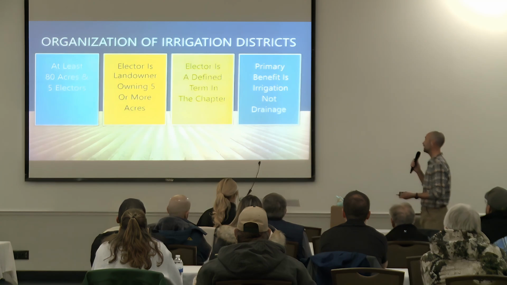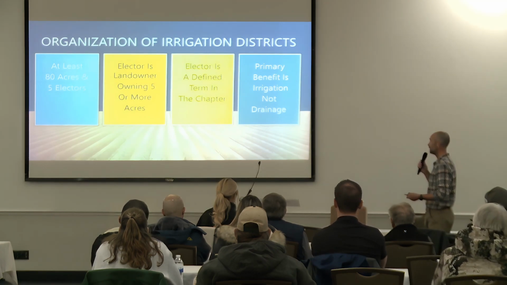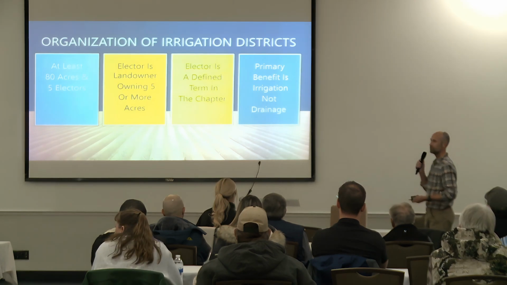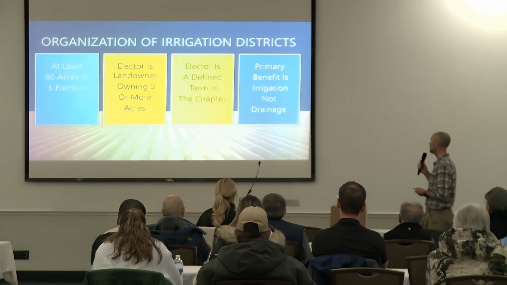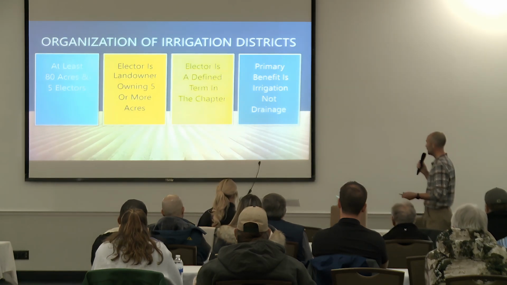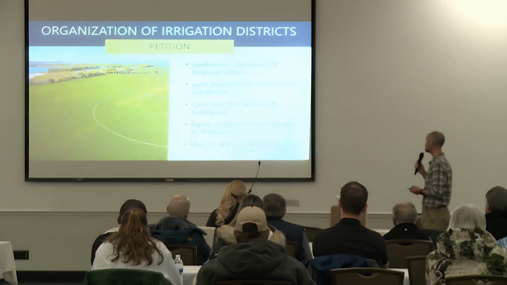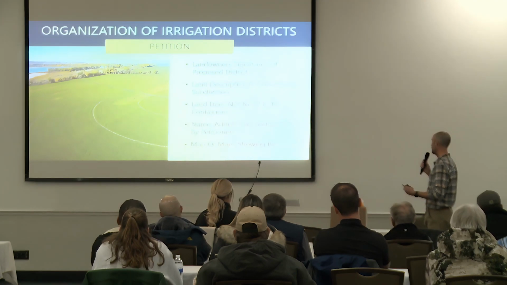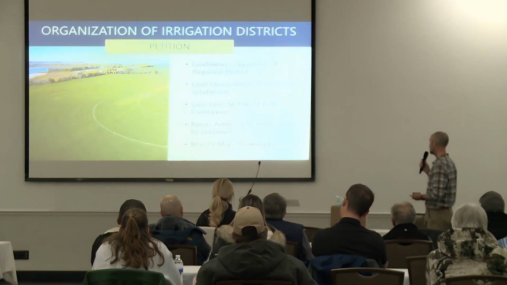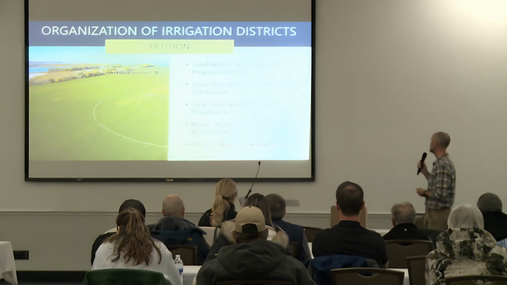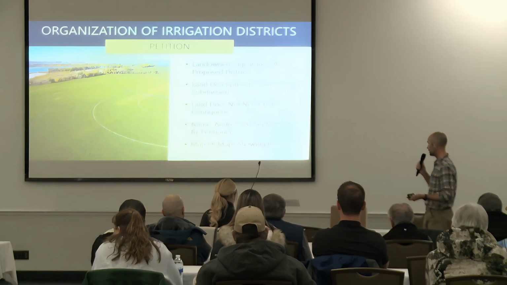So for the organization of an irrigation district, you need at least 80 acres, 5 electors. An elector is a landowner owning 5 or more acres. There's some additional information on an elector because it is a defined term in the chapter. And obviously the primary benefit of the district is to be for irrigation and not drainage. Basically what it involves is a petition, so it's landowners' signatures for the proposed district, and they give a land description of the land to be in the proposed irrigation district.